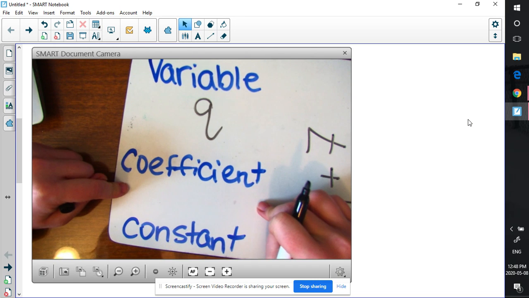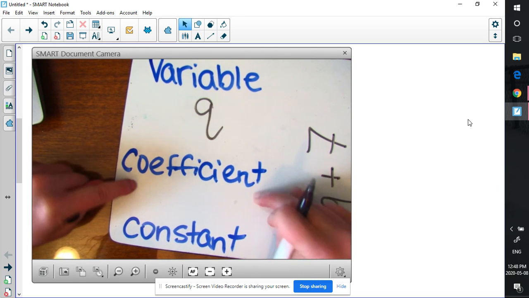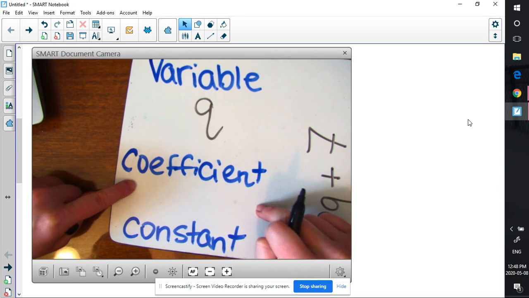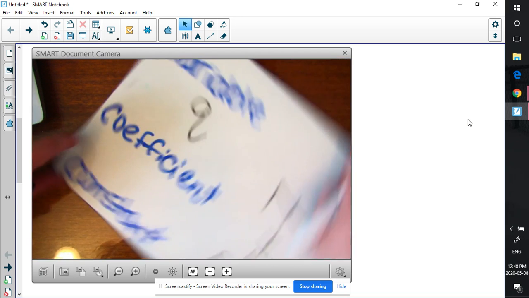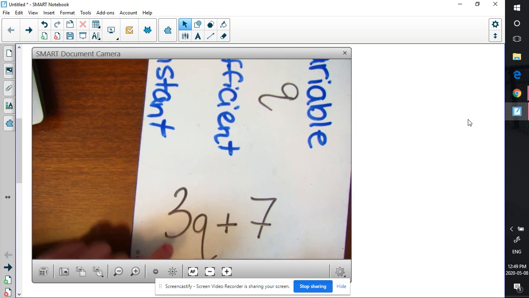Now the coefficient, this might be a new word for you. The coefficient is the number directly in front of the variable. So in this case, my coefficient is 3.